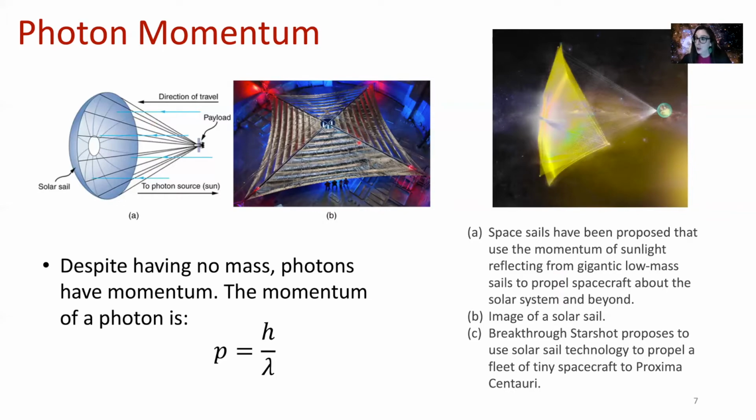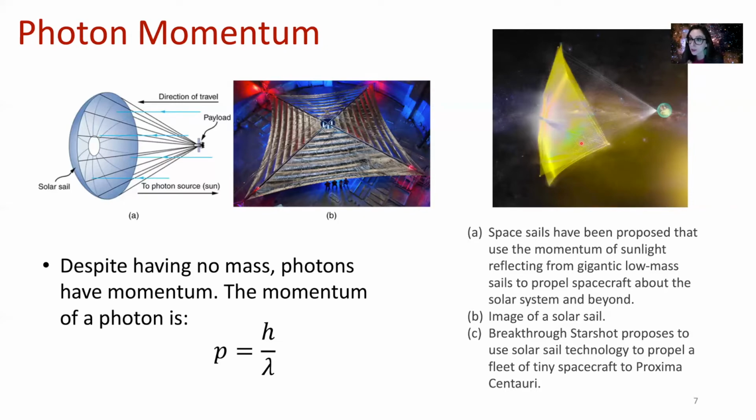There is a proposed project called Breakthrough Starshot, which proposes to use solar sail technology just like this to propel a tiny fleet of spacecraft to Proxima Centauri. Proxima Centauri is the nearest star to us beyond the sun. It's 4 light years away. A light year is the distance that light can travel in 1 year.